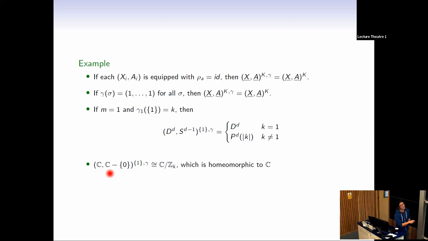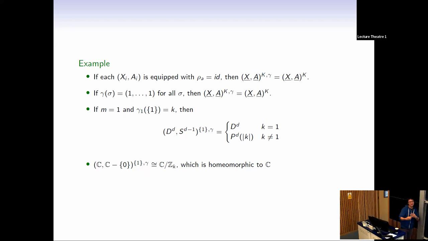But if you look at the weighted polyhedral product of (C, C minus the origin), then this is just C quotient by Z/k, and this is contractible, but this is not. In the ordinary polyhedral product, we know that D^2 with S^1 will be homotopy equivalent to (C, C minus zero) with k. So you see that there's some difference between the ordinary polyhedral product and the weighted polyhedral products.